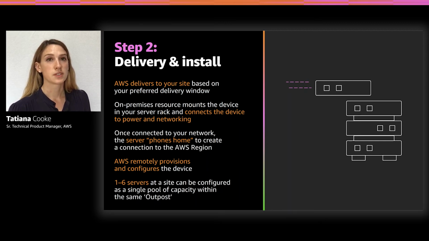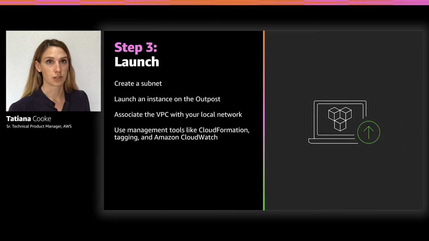Now that your Outpost is installed, we can talk about launching workloads. You'll be able to see your EC2 instance and instance storage capacity from the AWS management tools. To launch a workload, you'll create a subnet associated with your Outpost. You will then associate the VPC with your local network to send and receive network data.